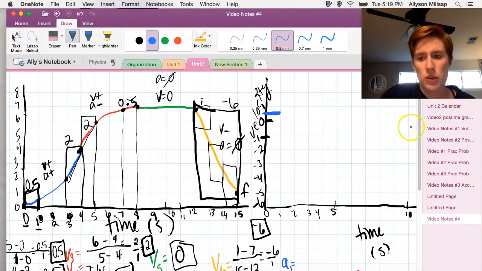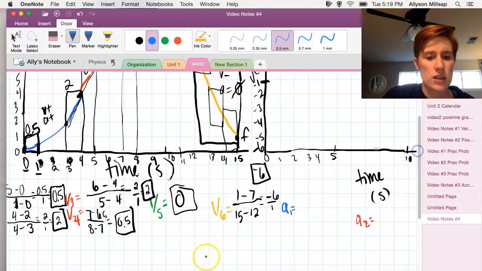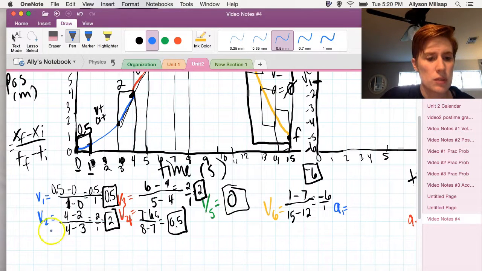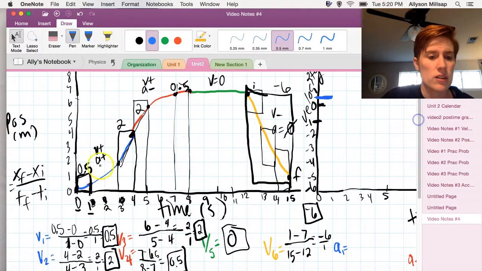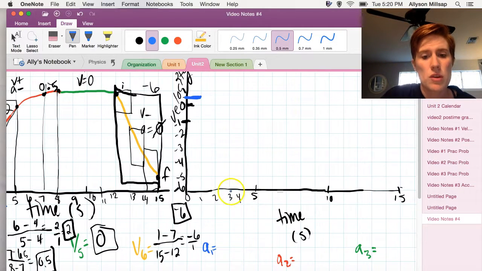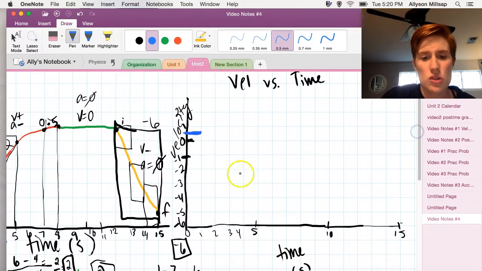Okay, what's our next point? Well, our next point I did in red. Oh, nope, it's over here in blue. Between seconds 3 and 4, my speed was 2 meters per second. Well, let's look on the graph here, just to make sure. Between seconds 3 and 4, my speed was 2 meters per second. So let's go ahead and graph that. Between 3 and 4, that's this interval right here, my speed was 2.